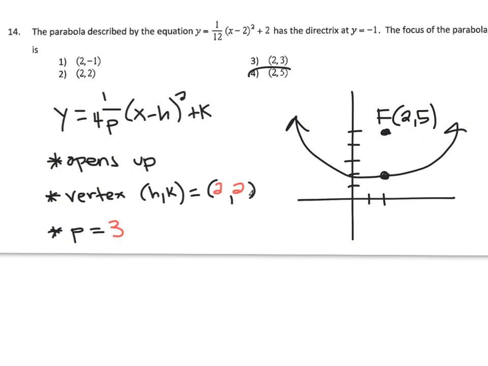But if we do want to check further, we know the directrix would be the line 3 units down, so 1, 2, 3, which would be right here at y equals -1, and that is what they gave us. So it looks like it all checks out.